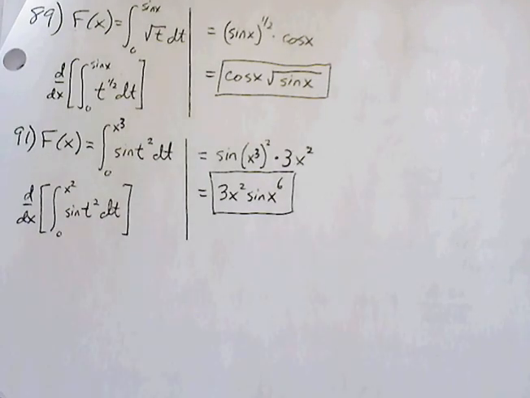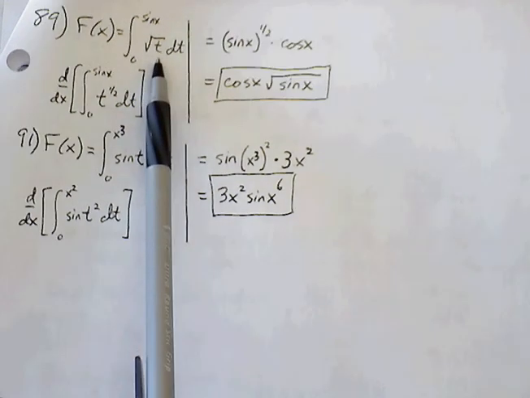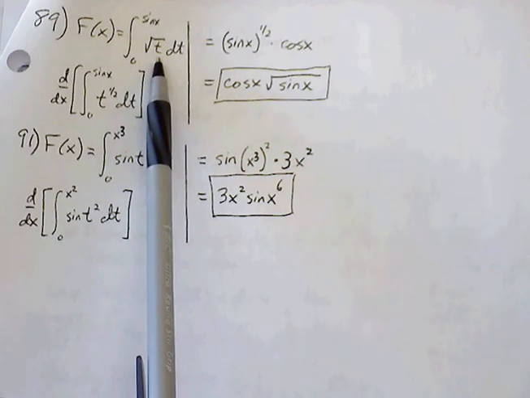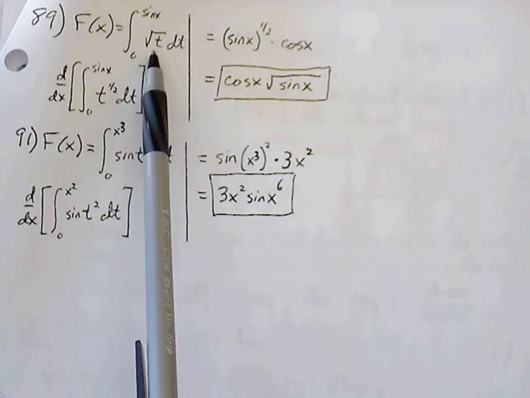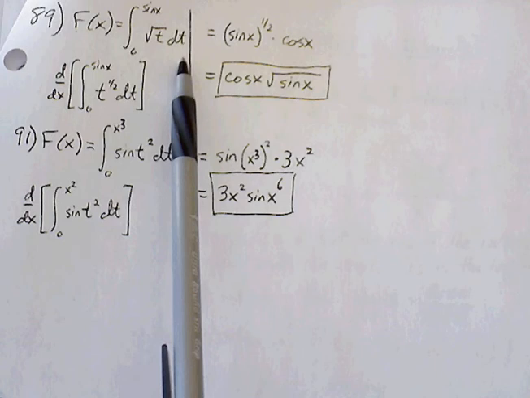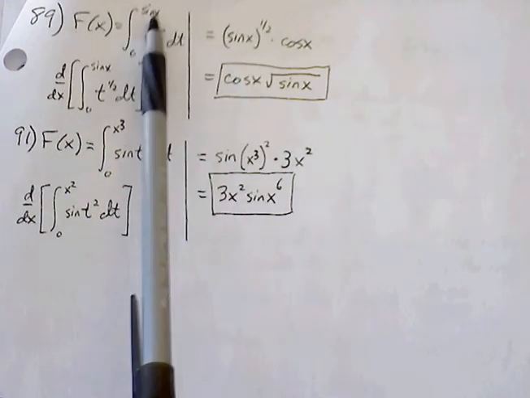Okay, the last few here, 89 and 91. If we want to find the derivative of this, we can use the second theorem of calculus. So first thing we do, we plug the upper bound in. So we simply get sine of x to the 1/2 times the derivative of sine x, which is cosine x.